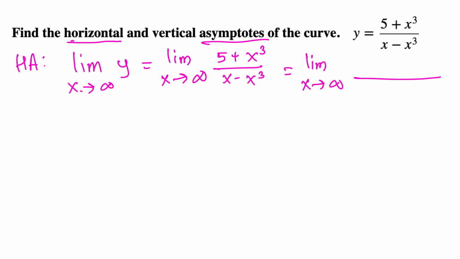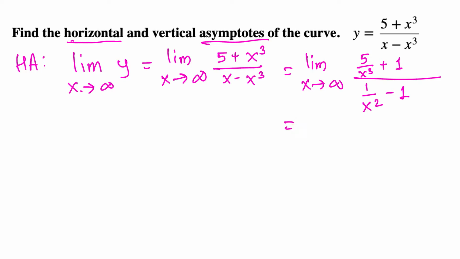That means 5 over x cubed plus x cubed over x cubed on the top. On the bottom, x over x cubed, which is 1 over x squared, because x over x cubed means one copy of x cancels from top and bottom. So just 1 over x squared minus x cubed over x cubed, which is 1.